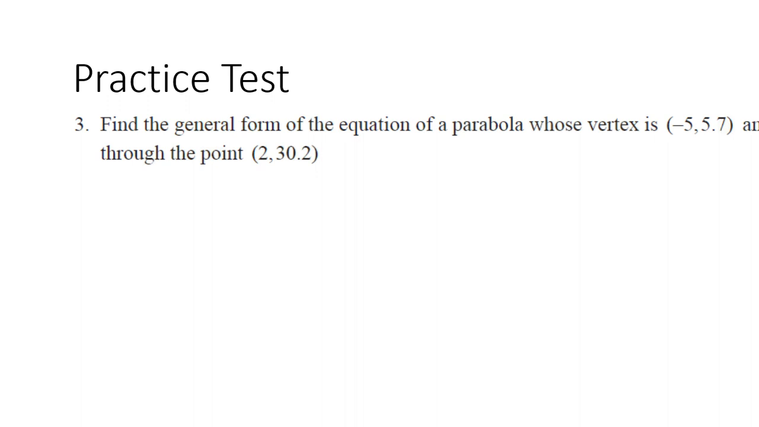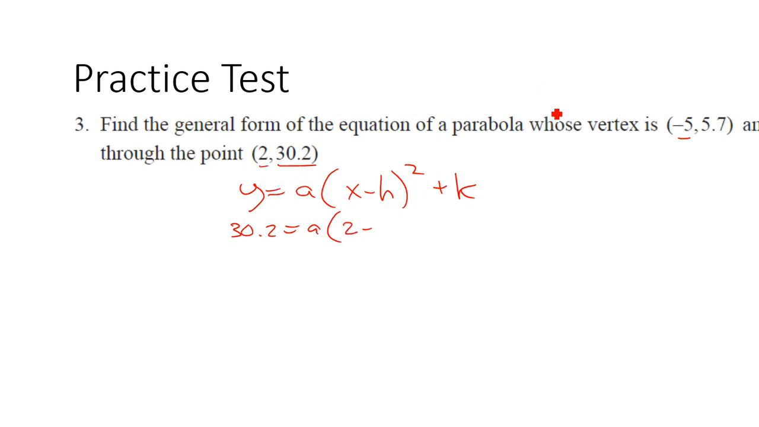All right, find the general form. So we're going to say y equals a(x minus h) squared plus k. And so we have a y number, 30.2, equals a, which we will solve for. We have an x number, 2, minus negative 5, so 2 plus 5 squared, plus your k, 5.7.